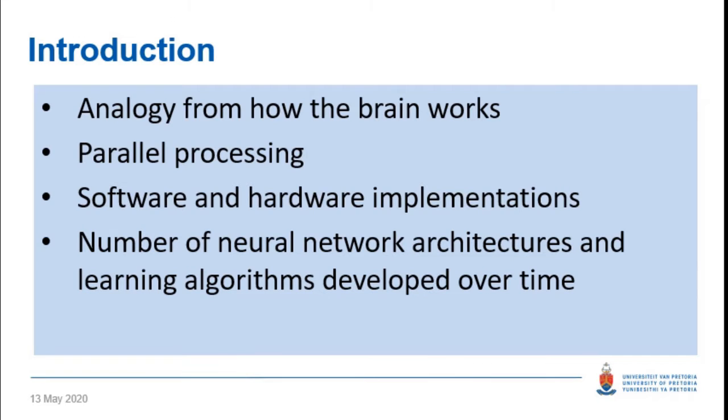Since the inception of neural networks, there have been a number of different neural network architectures and different learning algorithms, and this is the main way in which the neural networks differ, basically based on the architecture of the neural network and the algorithm used to train the neural network. So your learning algorithms are essentially used to train the neural network.